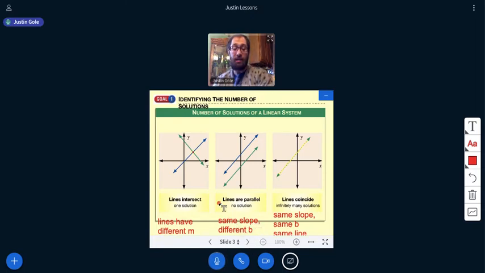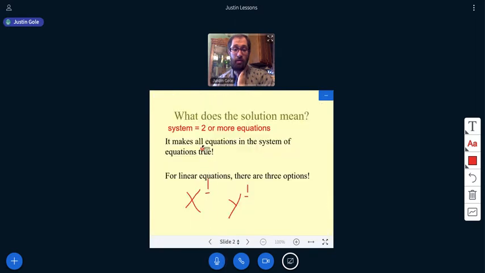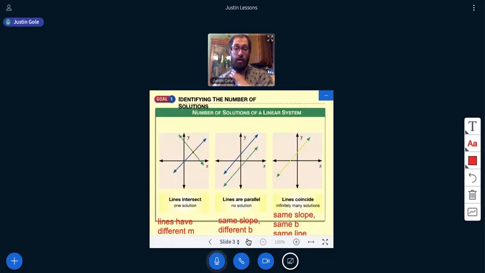So that basic idea: if they intersect once, there's one solution, and that solution is the point that makes all equations true. We'd write that as an ordered pair. If they are parallel, there's no solution, and if they coincide, if they're the same line, there's infinitely many. And infinitely many, again, would mean that both equations are actually the same. That's what we're looking for there.